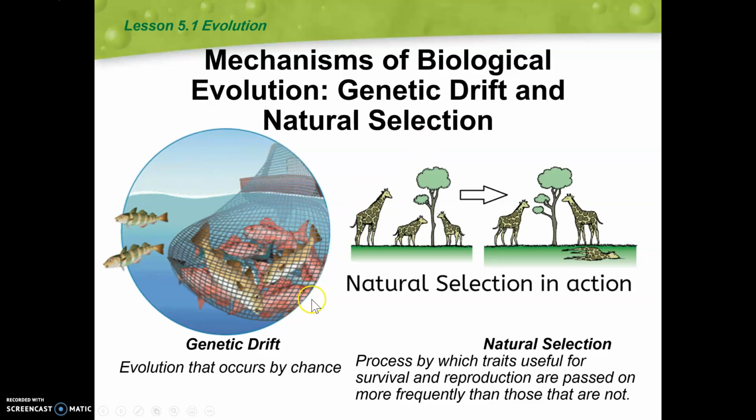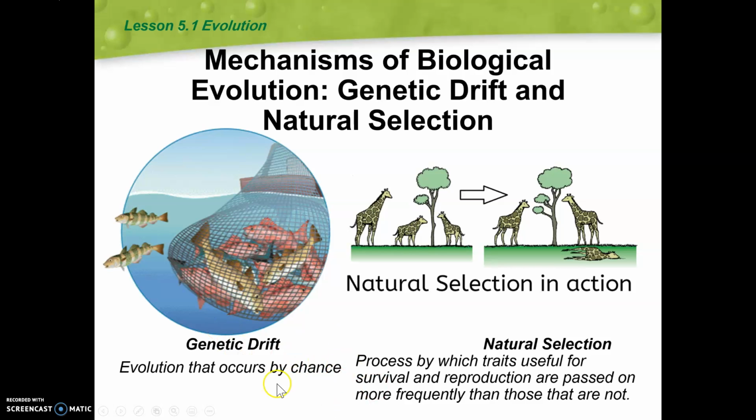Two more things here, genetic drift and natural selection. Genetic drift is going to be evolution that occurs by chance. So if we take a look at our picture here, all of these fish have been captured, so they are no longer in the gene pool, where these two fish are now free. Once they are able to reproduce, these are the genes that are going to be passed on rather than all of the genes of the fish that were captured.